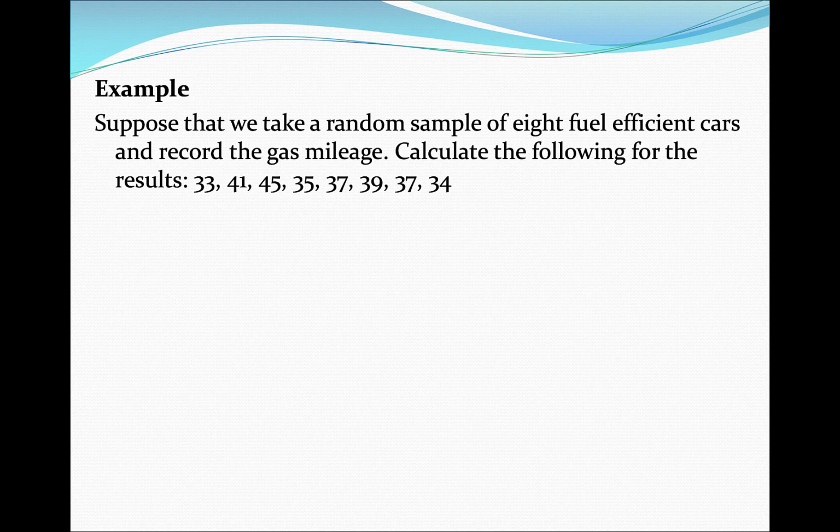So here it is. Suppose that we take a random sample of 8 fuel-efficient cars and record the gas mileage. Calculate the following for the results. So this is our data. We have 8 data points. So we're going to talk about first calculating different measures of variability.